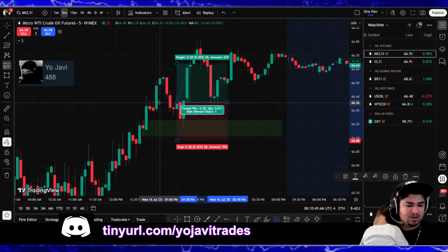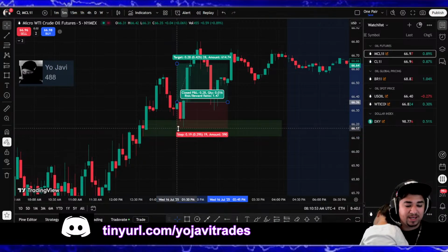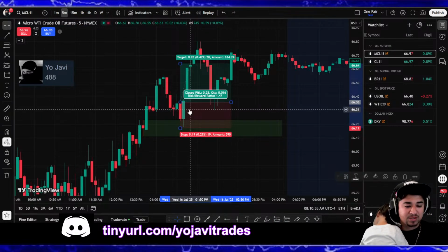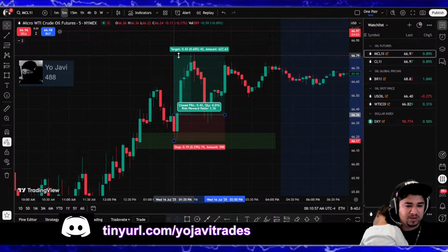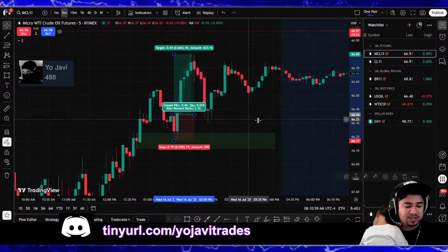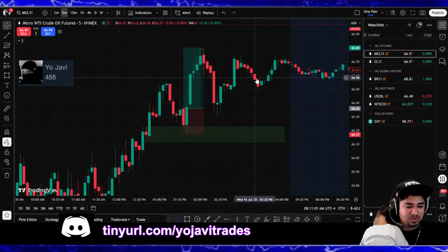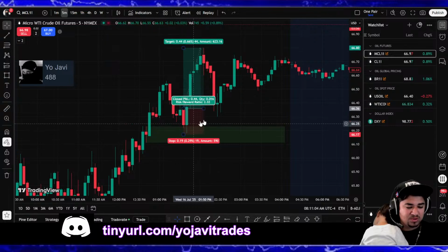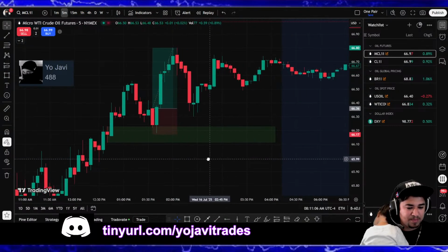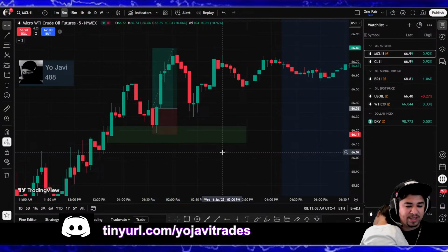You would have still not lost on this one, because the market invalidated the zone before it gave us the break of the candle. So this one went 1 to 2, 1 to 2 risk to reward right there. So that's the third demand zone. We need two more supplies.